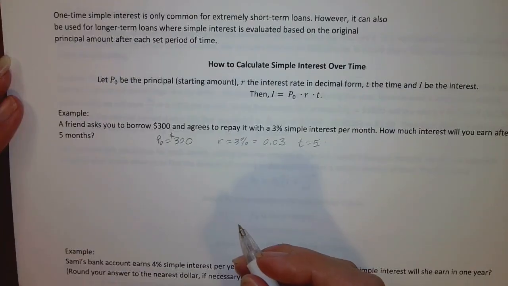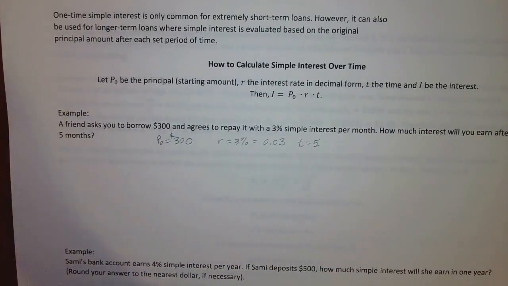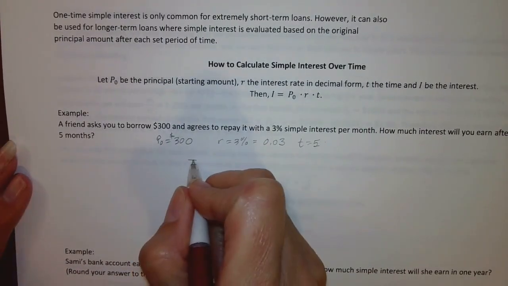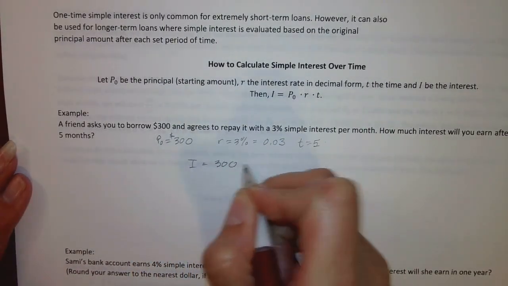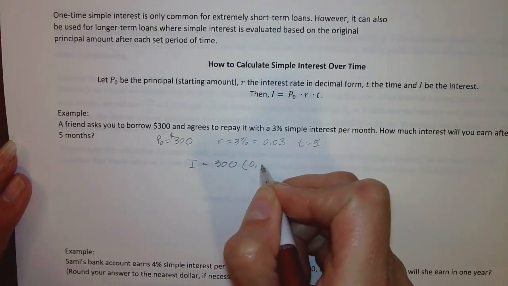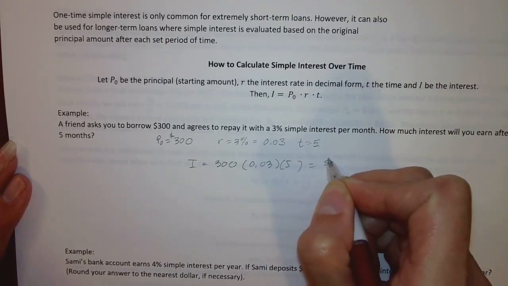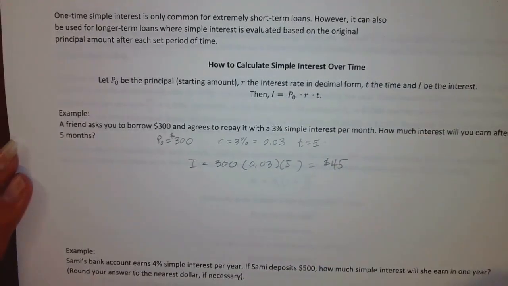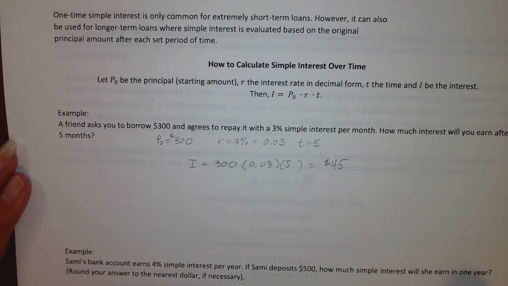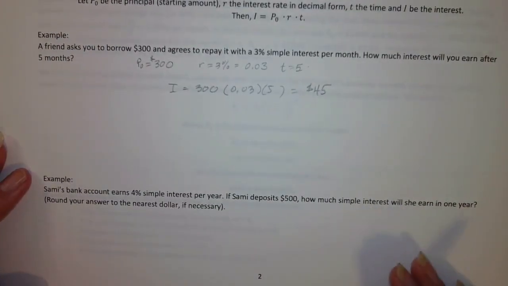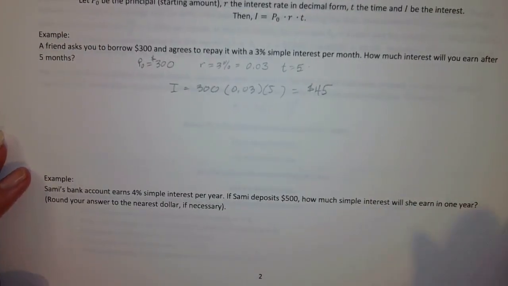Now I'm going to put this into my equation, and I get I is equal to 300 times 0.03 times 5. I put that in my calculator and I get $45. So you would earn $45 after 5 months.